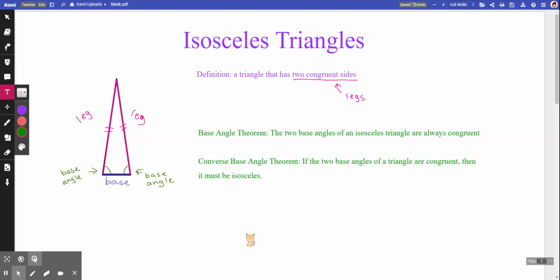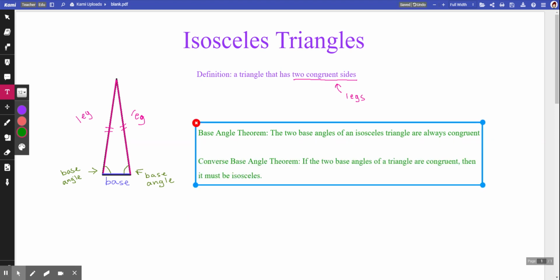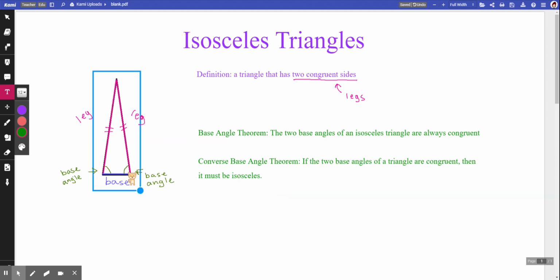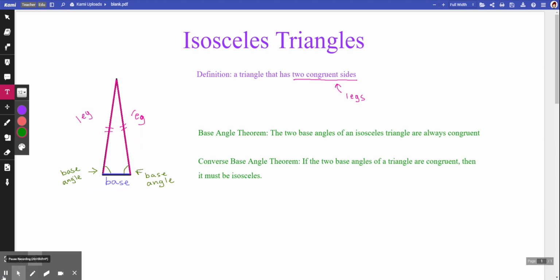The converse of the base angle theorem is also true. If you know that the two base angles of a triangle are congruent, then it must be an isosceles triangle. So if you have two congruent angles in a triangle, you have an isosceles triangle. Those two angles will be the base angles. And so the side connecting the two congruent angles is the base. The other two sides are the congruent legs.